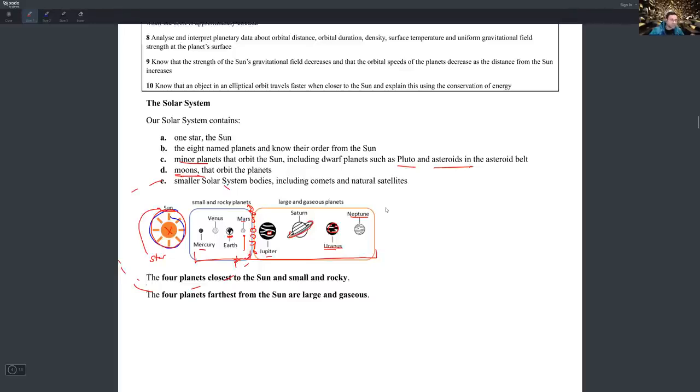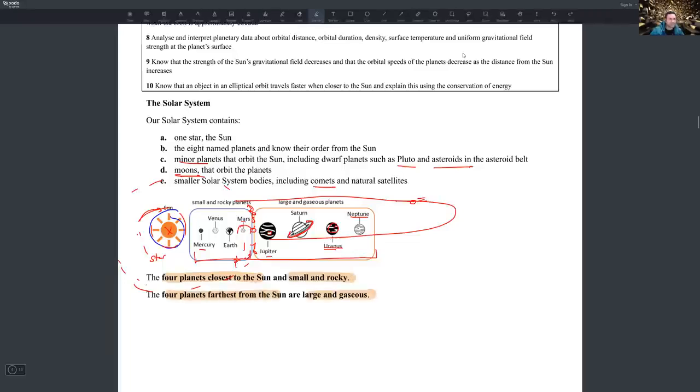You've got moons. These orbit planets, just like Saturn, which has its rings and lots of moons. And you have other things like comets. A comet is a very small, very fast-moving rock, essentially, that does not orbit in a circle. It takes a weird elliptical orbit. We'll see it after a while. Now, the super important thing about the solar system is that the 4 planets close to the sun are small and rocky. The 4 planets far away from the sun are large and gaseous.